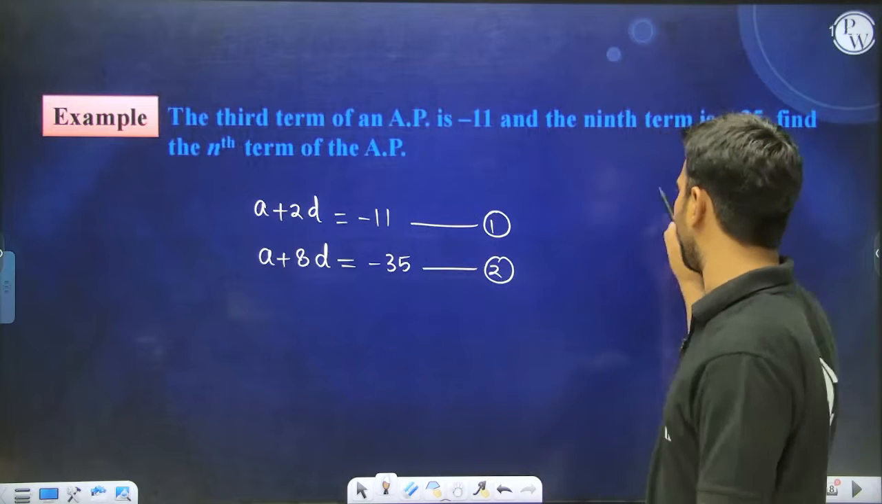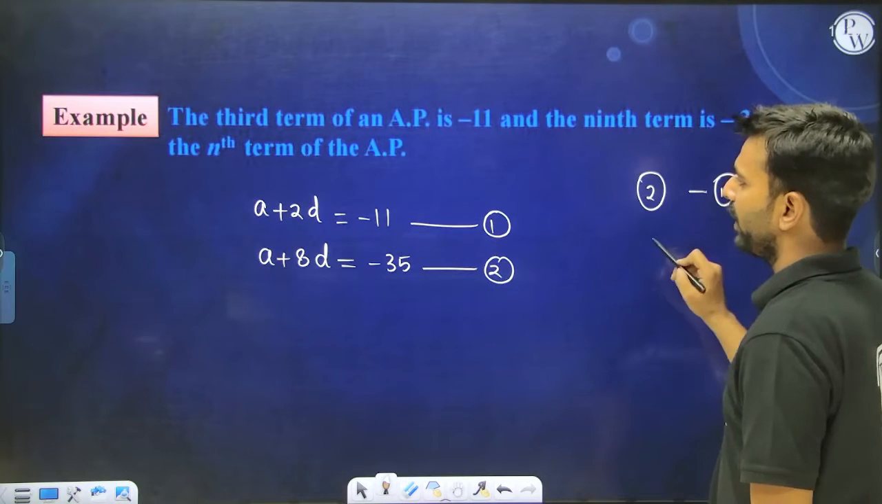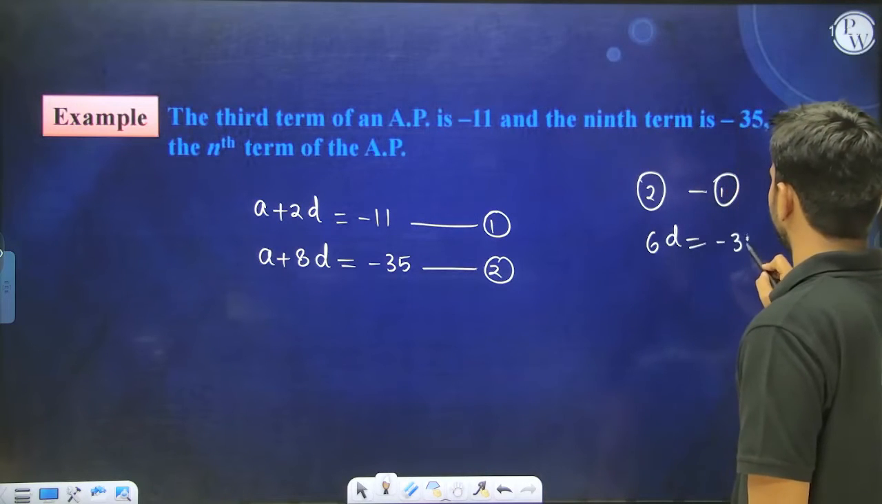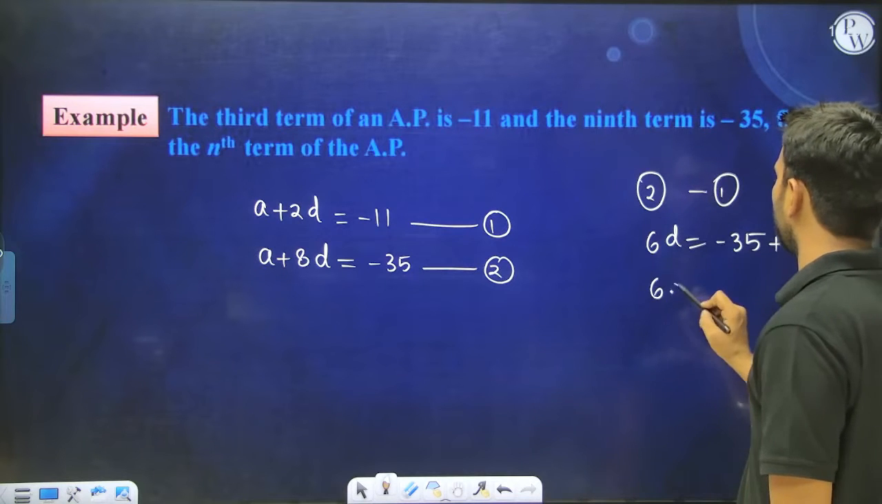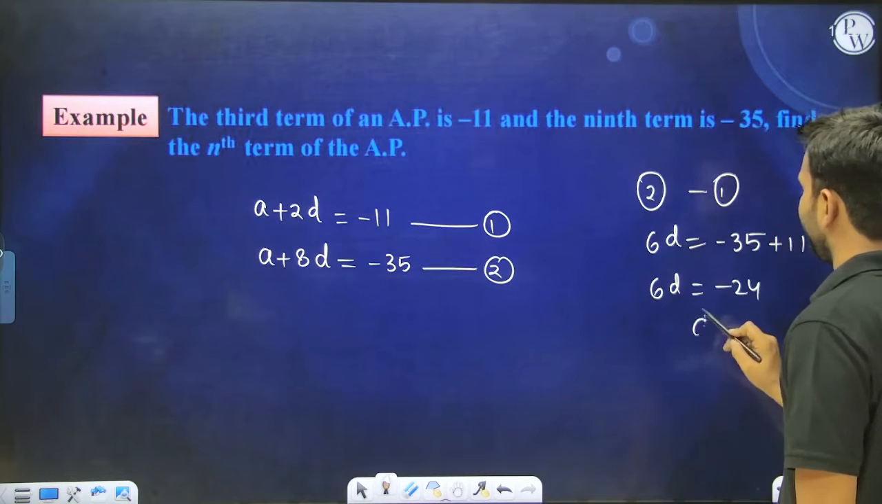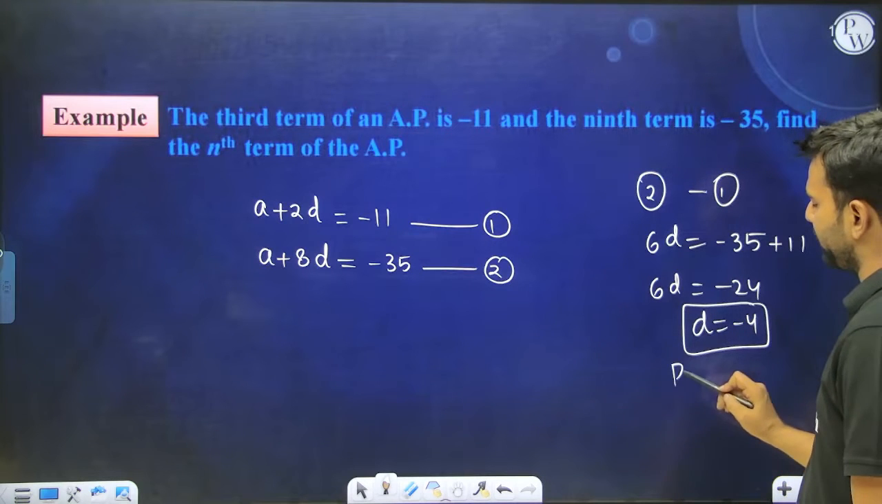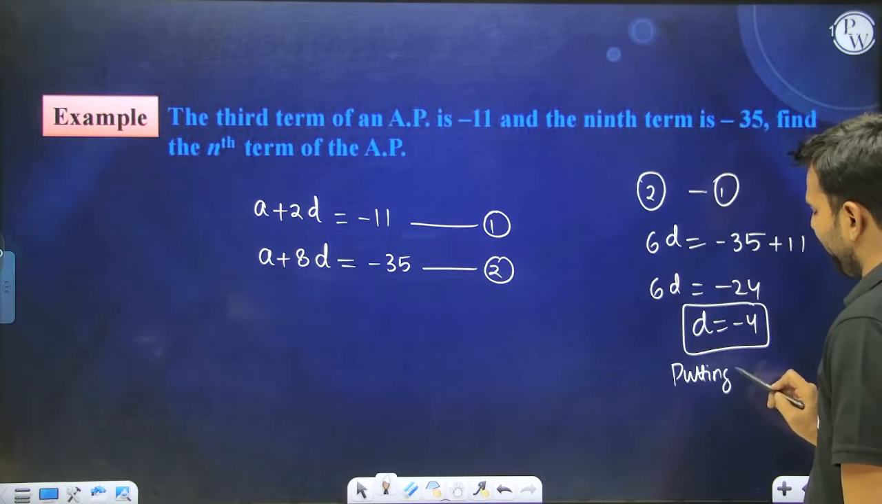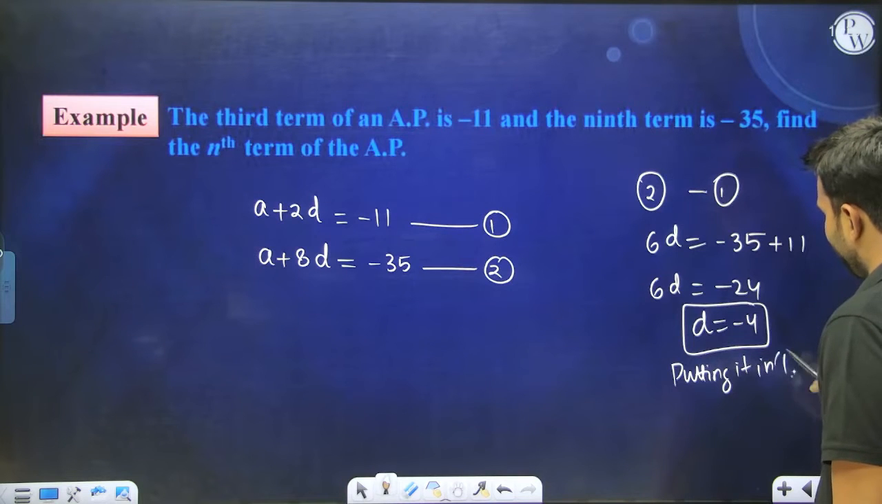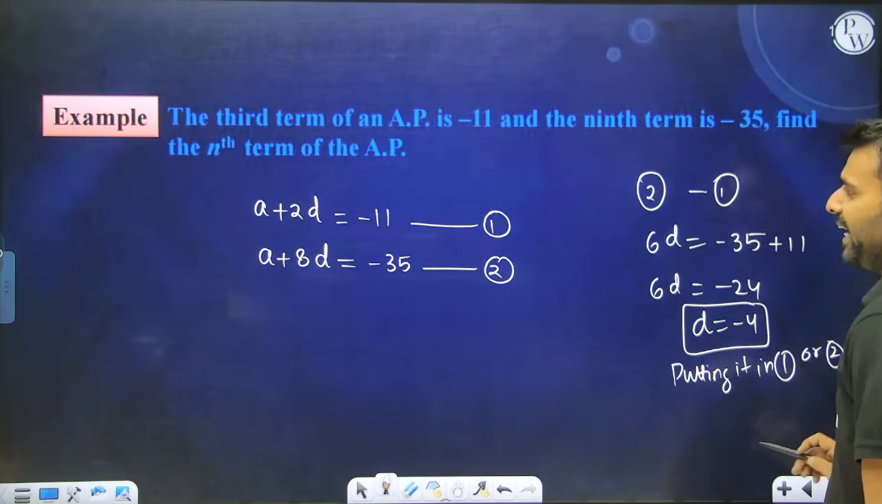If we do equation 2 minus 1, we get 6D is equal to minus 35 plus 11, that is equal to minus 24. So the value of D is coming out to be minus 4. The moment we get the value of D as minus 4, putting this in 1 or 2, we can get the value of A quite comfortably.